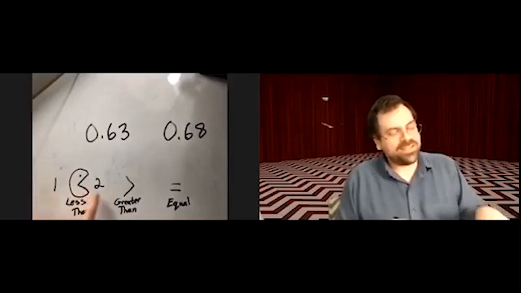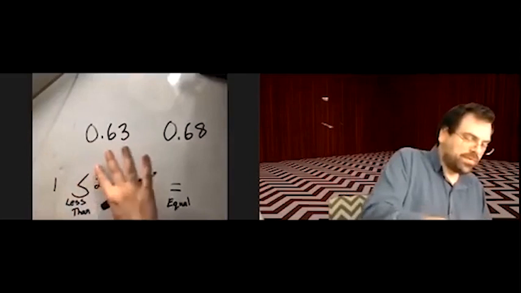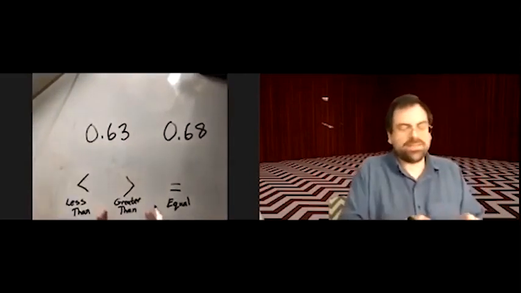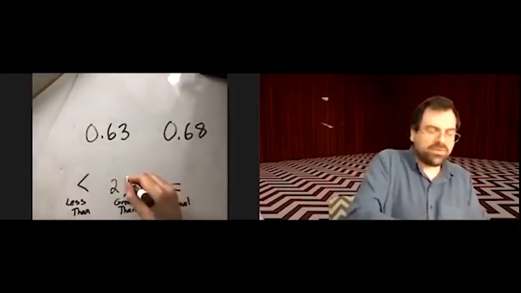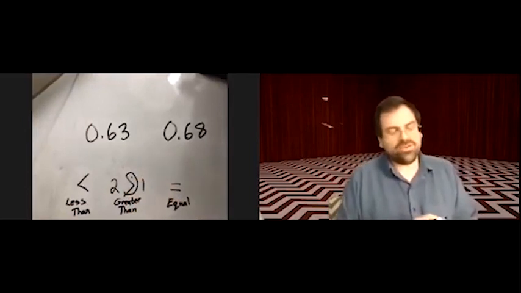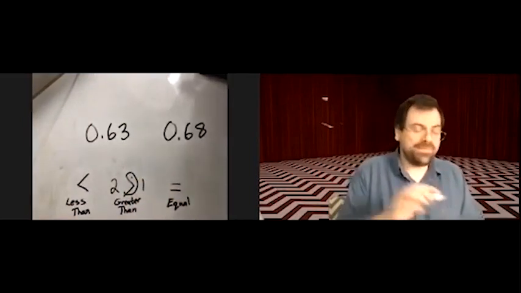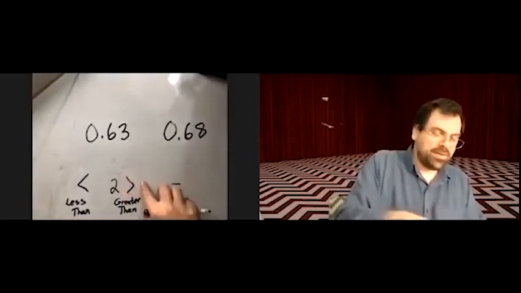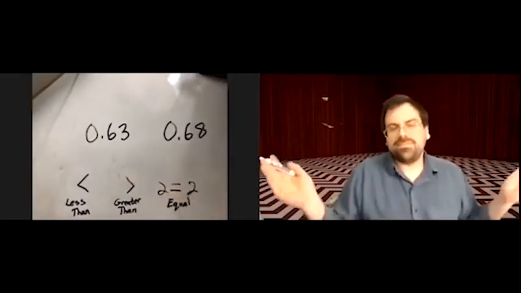So 1 is less than 2. This way, the greater than symbol, 2 is greater than 1. How do we know? Because Pac-Man would choose to eat the 2 every time. 2 is greater than 1. And we know what equal means, that they're the same.